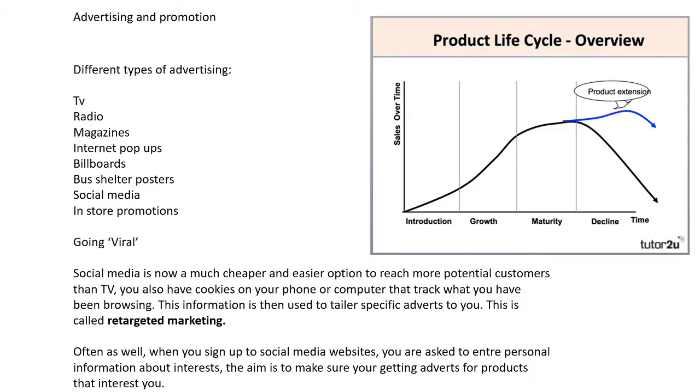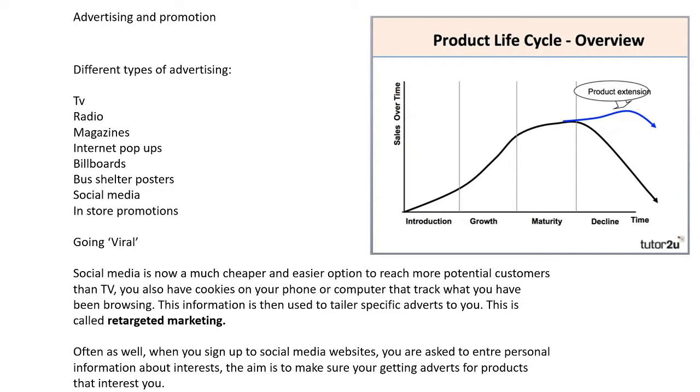So in terms of advertising promotion, there are loads and loads of different types of advertising, and actually more are developing as we go on. Obviously, you've got the standard ones like TV, radio, magazines. Those are the standard ones that everyone remembers and knows about. Then you've got things like internet pop-ups that happen quite a lot, like those annoying little boxes that you can always try and avoid, and sometimes they just pop up on your phone or anything like that.